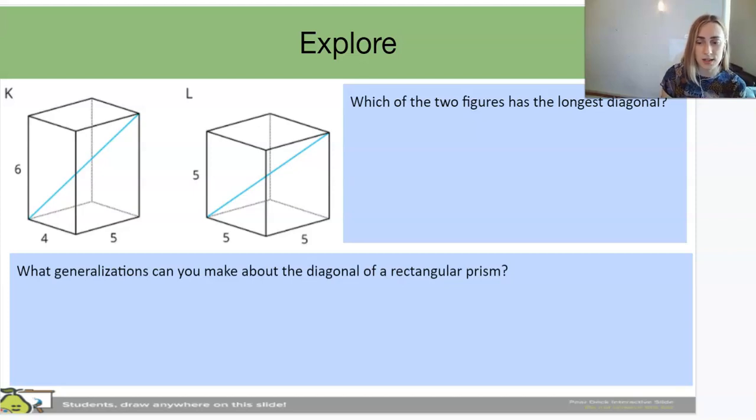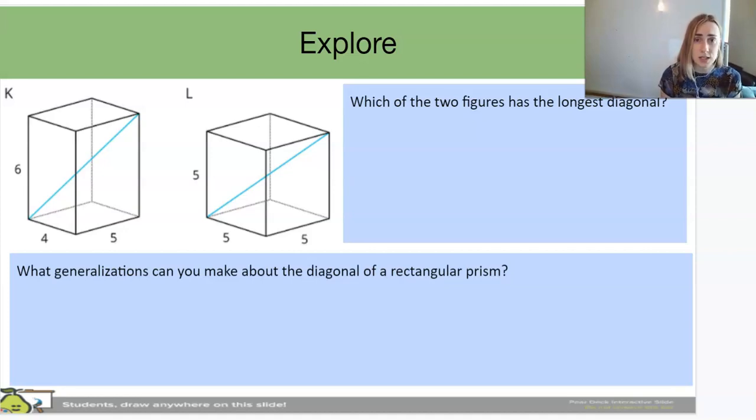you're going to look at the second question on this slide, which is what generalizations can you make about the diagonal of a rectangular prism? So let's take a minute and think about this word generalizations, because this is a word that will come up frequently for you in math, because it's something that mathematicians do all the time. To make a generalization means that you take specific examples and you come up with a more general pattern from them. So think back to the types of calculations you were able to do on these prisms to find the length of the diagonal.